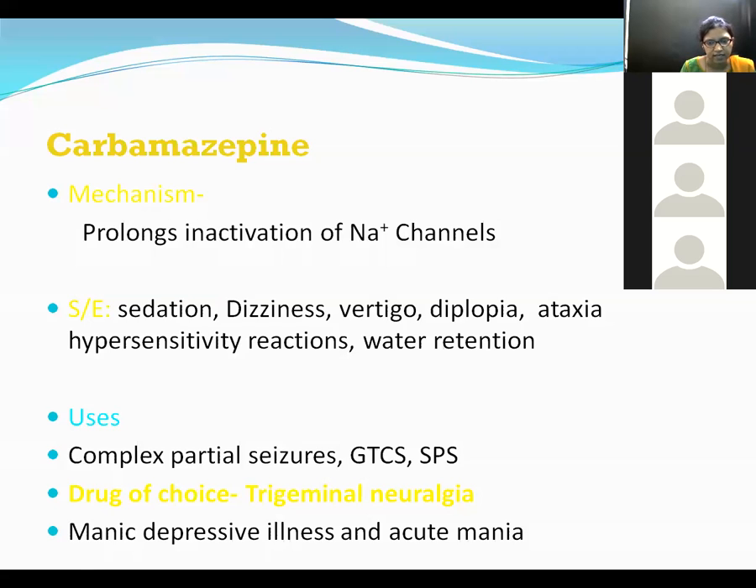Side effects, lesser side effects are there: sedation, dizziness, vertigo, diplopia, ataxia, hypersensitivity reaction, and water retention. It is used in complex partial seizure, generalized tonic-clonic seizure, simple partial seizure. 2-3 नावं which come repeatedly in case of uses of epilepsy. It is a drug of choice for trigeminal neuralgia. तुम्हाला drug of choice म्हणून प्रॅक्टिकलला क्वेश्चन येतो. So drug of choice for trigeminal neuralgia is carbamazepine. डोस काय ते तुम्ही जाऊन पाहून करून ठेवा. Then it is also used in manic depressive illness and acute mania.